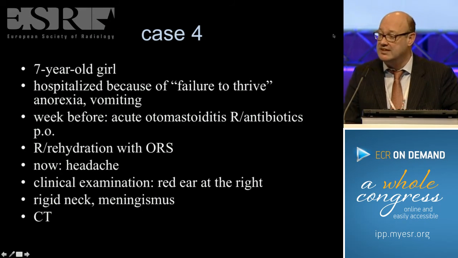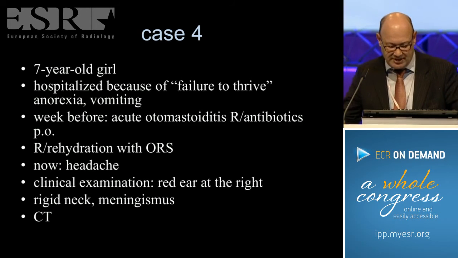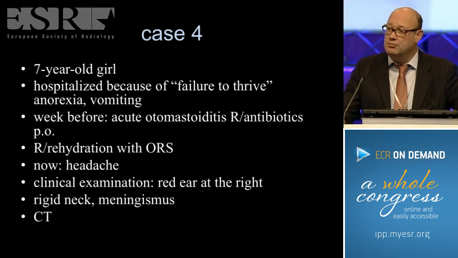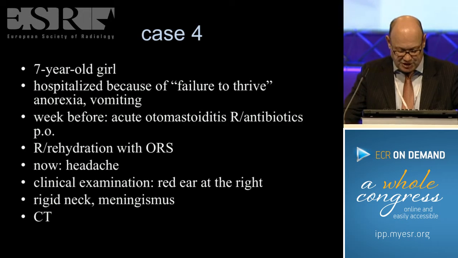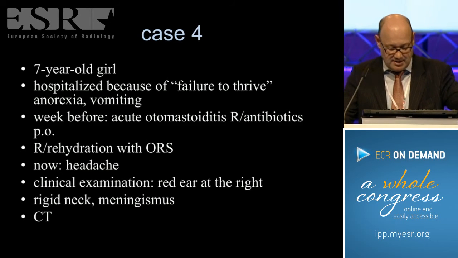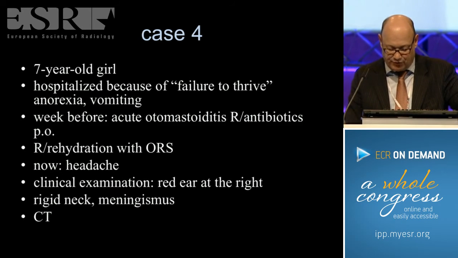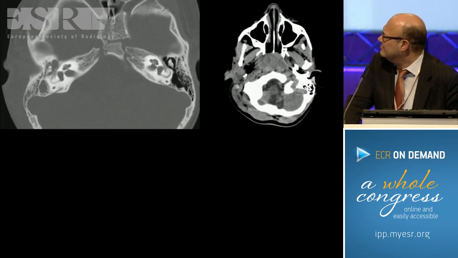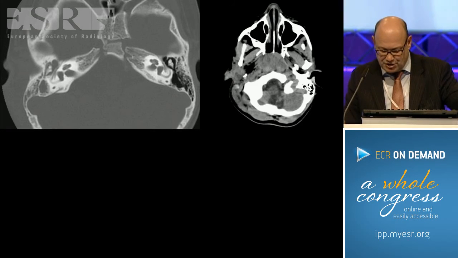Okay, this is the next case. A 7-year-old girl, failure to thrive, anorexia and vomiting. Recent previous medical history of an ear infection. Now having a headache. And if you look at the patient, the ear is red. There are also signs of meningism, and a CT scan is performed. Some images.